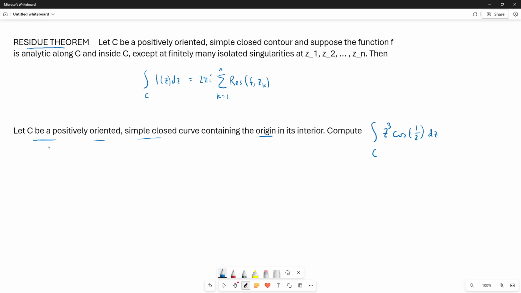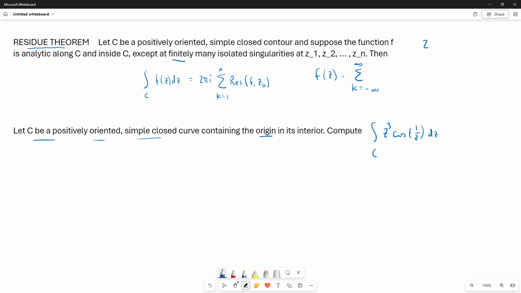positively oriented simple closed contour, exactly like we have stated here in the problem, and suppose that the function is analytic along the curve and inside the curve, except at finitely many isolated singularities, z1, z2, etc., up to zn. The list comes to an end, it's finitely many singularities. Then the integral of the function along the contour is equal to 2 pi i times the sum of the residues. So at each of these singularities, the function f has a Laurent series expansion.